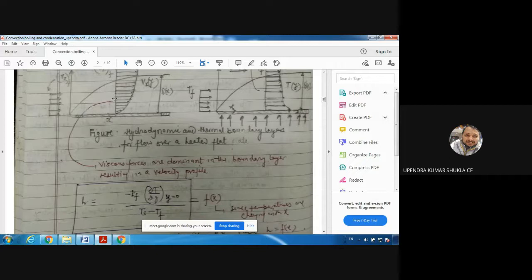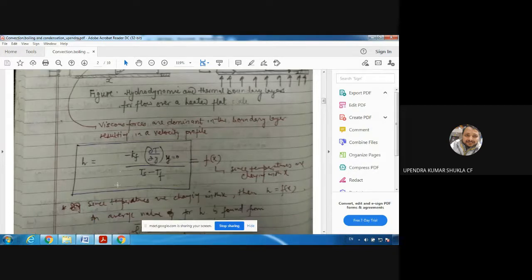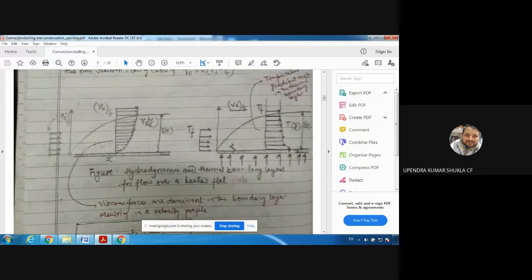Now in this boundary layer, since velocity is changing, viscous forces are dominant, and that's why you are getting this velocity profile. Otherwise, you will find a uniform velocity. Now, how will you define the h? Suppose heat transfer will take place from this solid. From this solid, heat transfer will take place at the surface with the conduction mechanism, and in the fluid with the convection mechanism. So both heats will be equal.